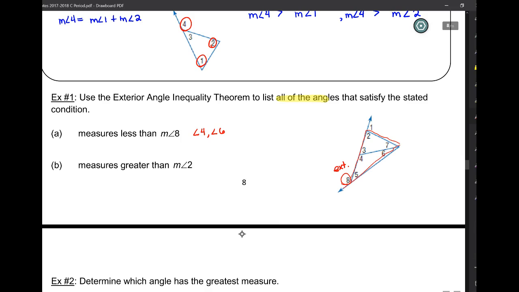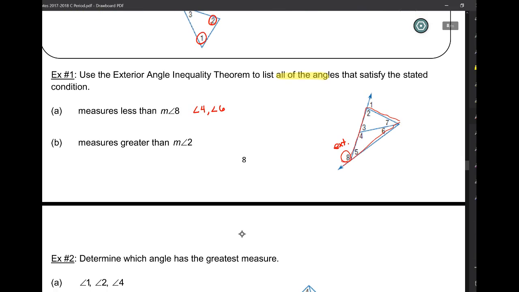Angle 1: angles 2 and 7 are the remote interior angles. So now we're looking at these, which would be your remote interior angles. So angle 2, and then 6 and 7 combined would be equivalent to this remote interior angle. Since I've already included 6, I'm going to include angle 7 as well. And that's all of them.